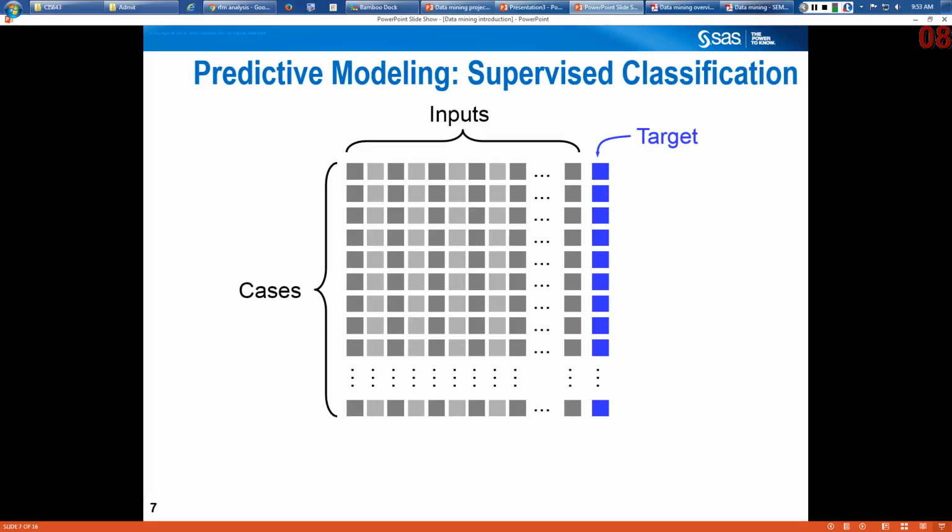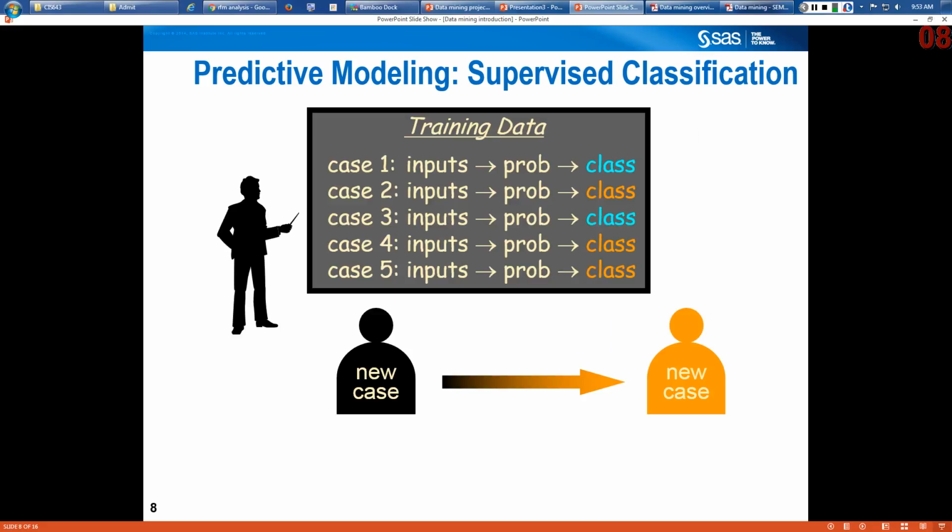And we'll focus on the predictive modeling part of it, where we have a whole bunch of cases, and the target values are known in advance. So that is supervised classification. What we do is use the existing data, which is called the training data, and we try and predict from inputs, and the probability of a particular case belonging to a class is computed. There are different classes, as you can tell from the color. It can be blue or orange, and so we compute the probability of a case belonging to a class, and then we are able to come up with a model for that.